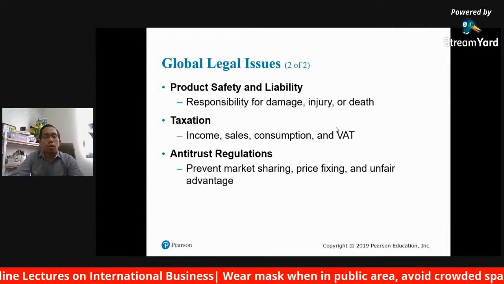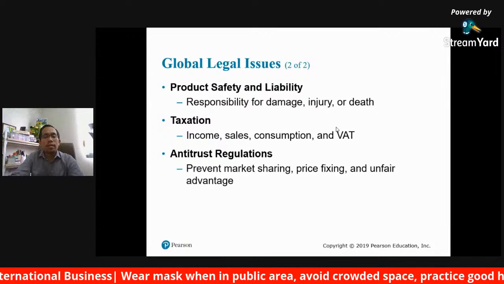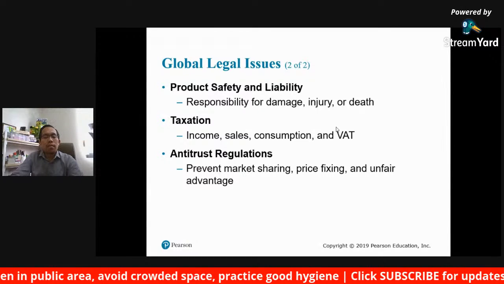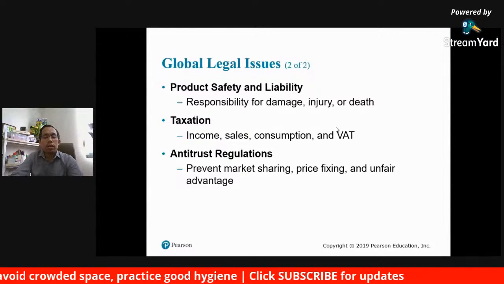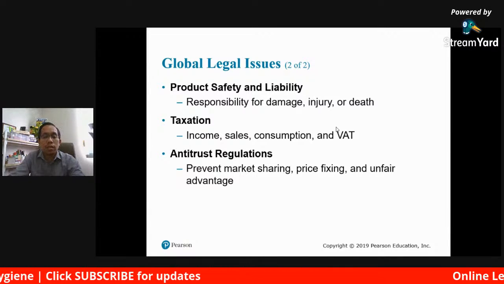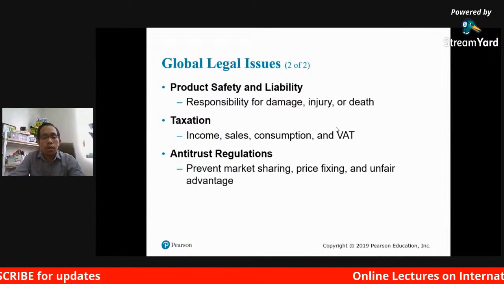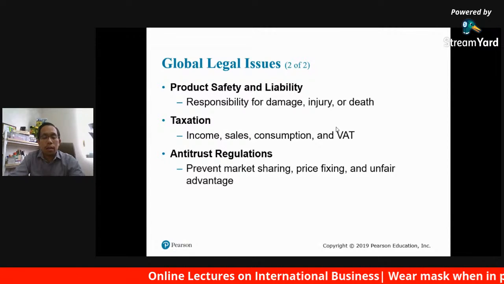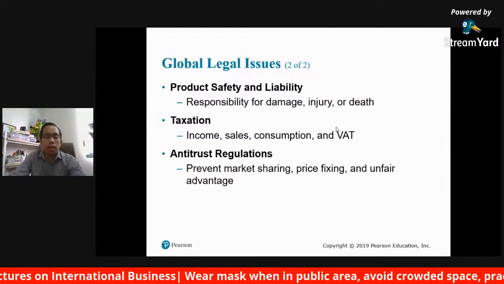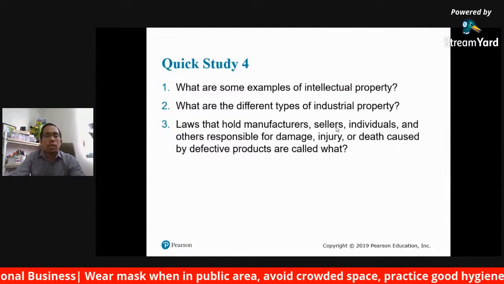So, global legal issue, next, antitrust regulation, which prevents market sharing, price fixing, and unfair advantage. We need business to be protected by having very fierce competition among the competitors.